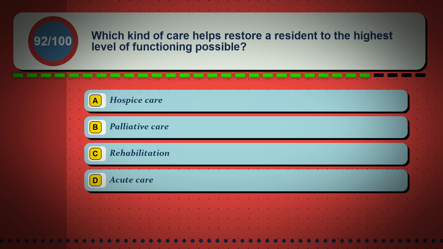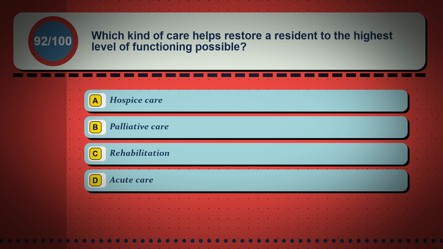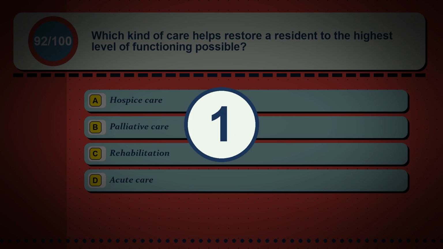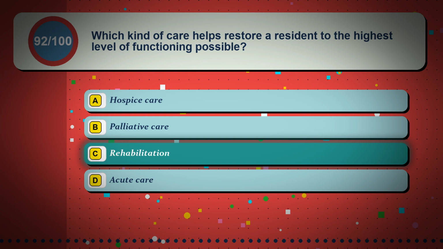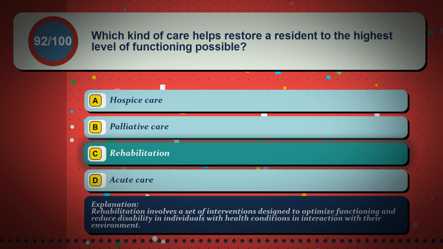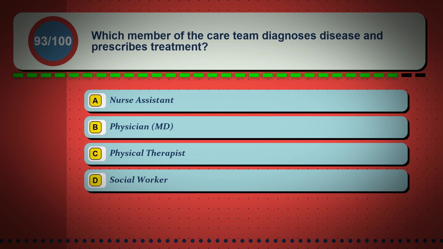Question 92. Which kind of care helps restore a resident to the highest level of functioning possible? Option A, hospice care. Option B, palliative care. Option C, rehabilitation. Option D, acute care. The correct answer is option C, rehabilitation. Rehabilitation involves a set of interventions designed to optimize functioning and reduce disability in individuals with health conditions in interaction with their environment.